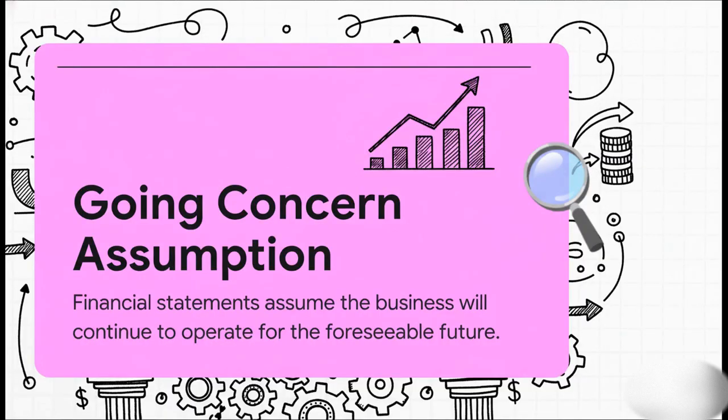Next is what's called the going concern assumption. Basically, we all just assume the business isn't about to go bankrupt and shut down tomorrow. And that really matters, because it means we can value things like buildings and equipment based on how useful they are to the ongoing business, not what we could get for them in a fire sale. It's an assumption of stability.